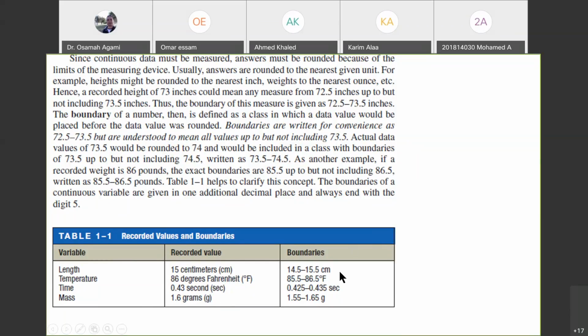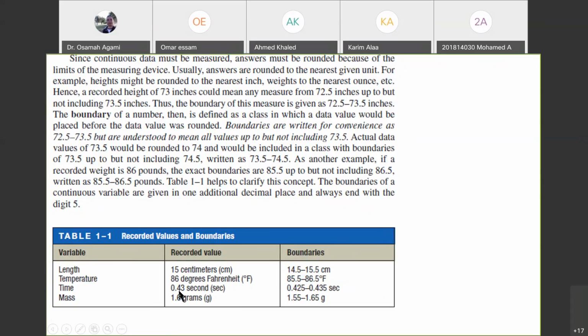Let's go for the boundaries. I have 15, so it is an integer. What is the boundary of the integer? You go half before it and half after it. Before it to have the lower bound, so 15 minus half, it will be 14.5. 15 plus half, it will be 15.5. What is the boundary of 86? Half before 86, which is 85.5. This is the lower bound. The upper bound is half after this one, so 86.5 is the upper bound.